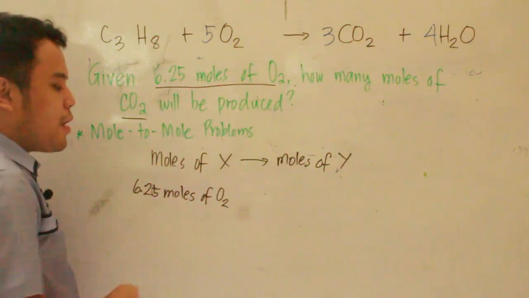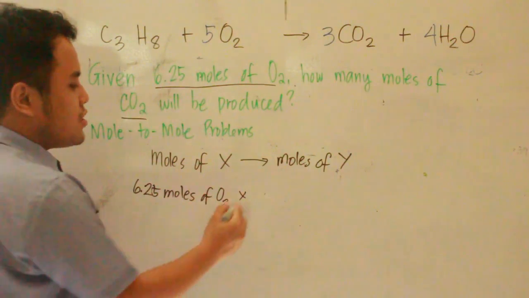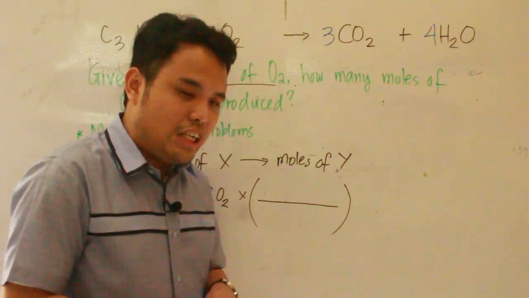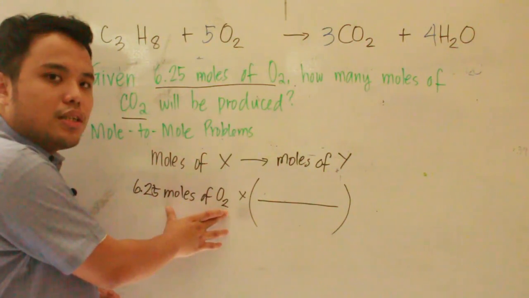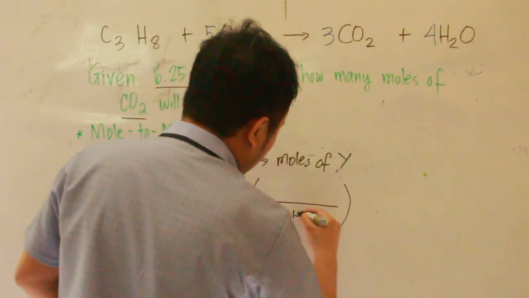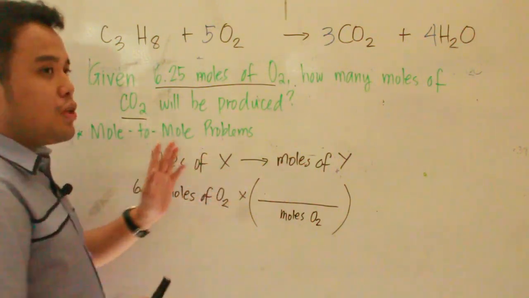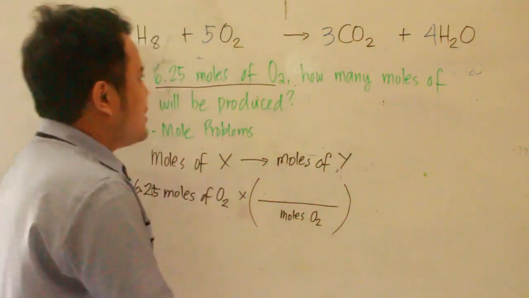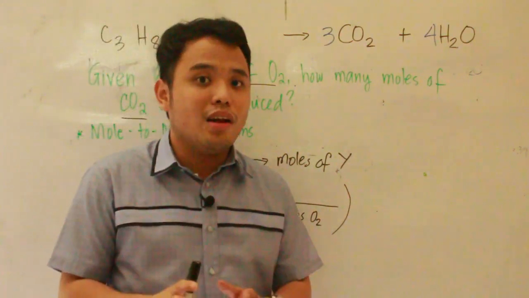We have 6.25 moles of oxygen gas. We want to convert it. So let's use a conversion factor. And this conversion factor is our mole ratio. If we want to cancel moles of oxygen gas, we need to put it in the denominator side. Moles of O2. Is there a relationship between moles of O2 and moles of CO2? Yes, there is. There is a direct relationship between O2 and CO2 based on our mole ratio.